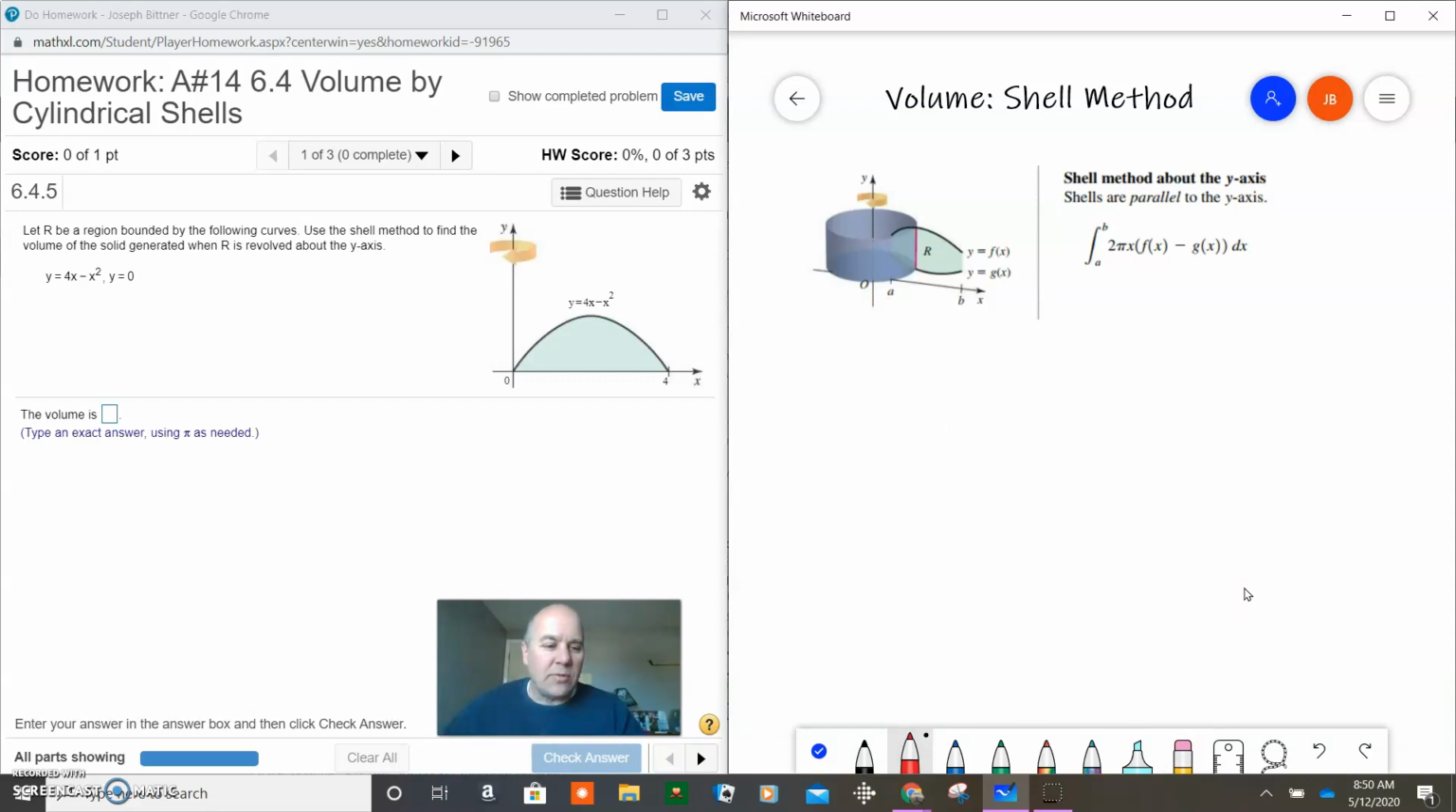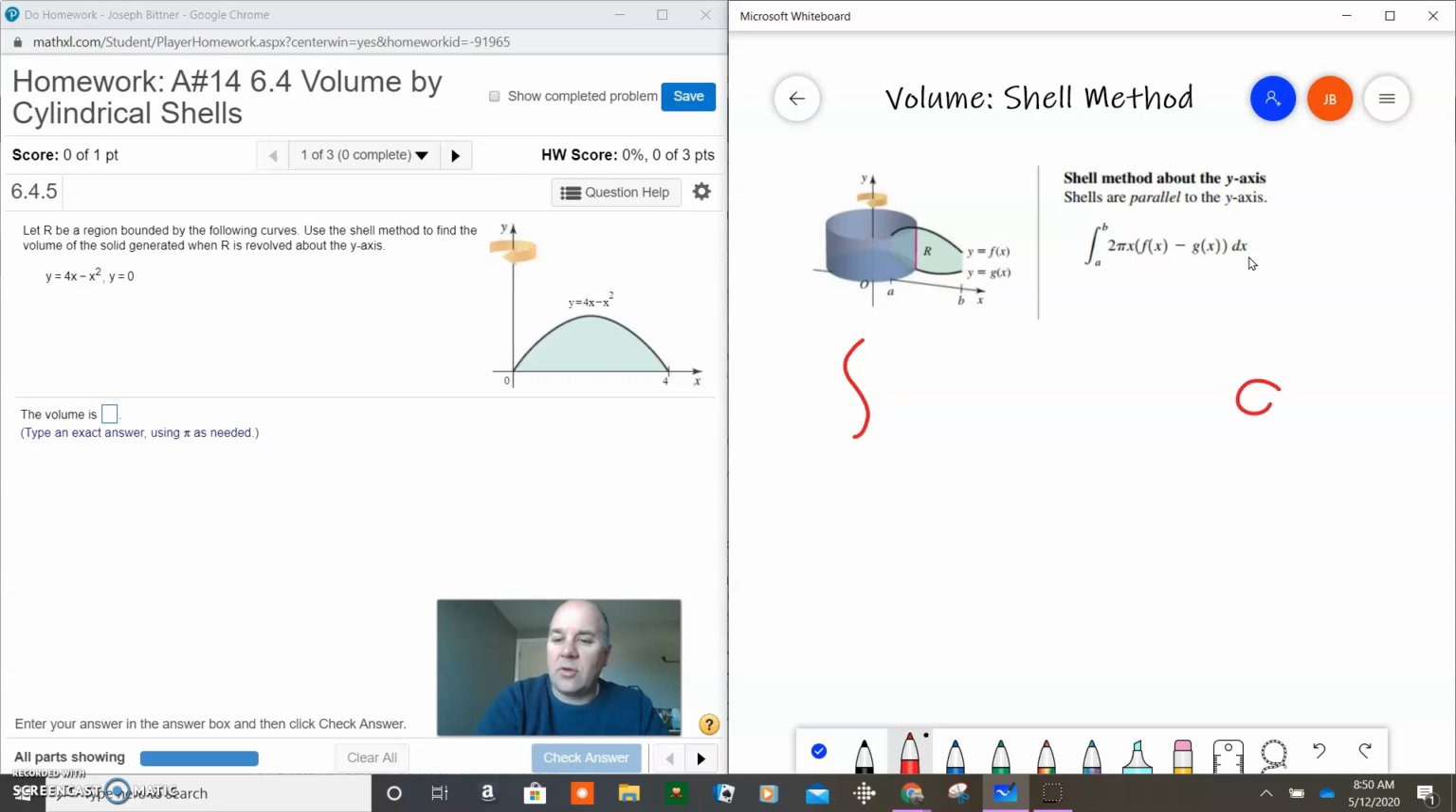Something that you should notice, and this is what's confusing once we leave disks and washers and get into cylindrical shells: when we did disks and washers, I rotated around the y-axis and put it with respect to y. Now, whenever I do shells, if I rotate around the y-axis, I put it with respect to x. Be careful with this. I usually write out some key notes on this, something you should take note of. Now, let's go ahead and write out the notation here.